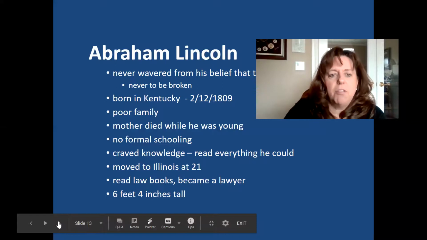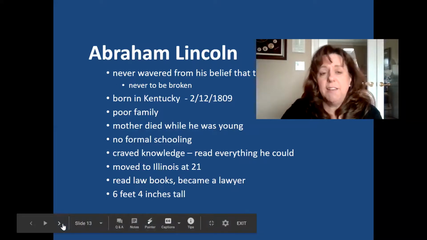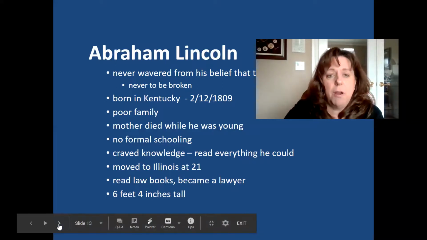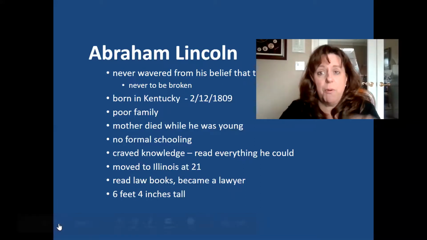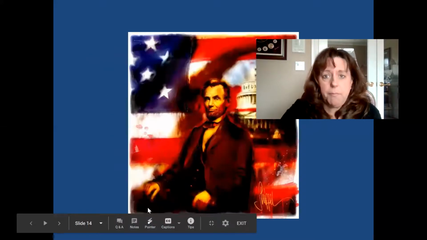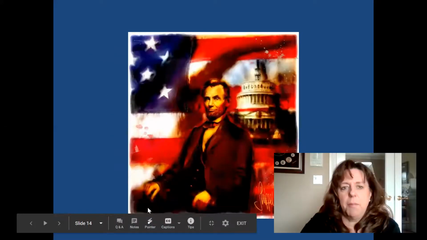Fun fact, Abraham Lincoln, super tall. Another fun fact, he was the first president to actually have a beard. Another fun fact, he was the first president to be born out of the original colonies. And there we have Abraham Lincoln.